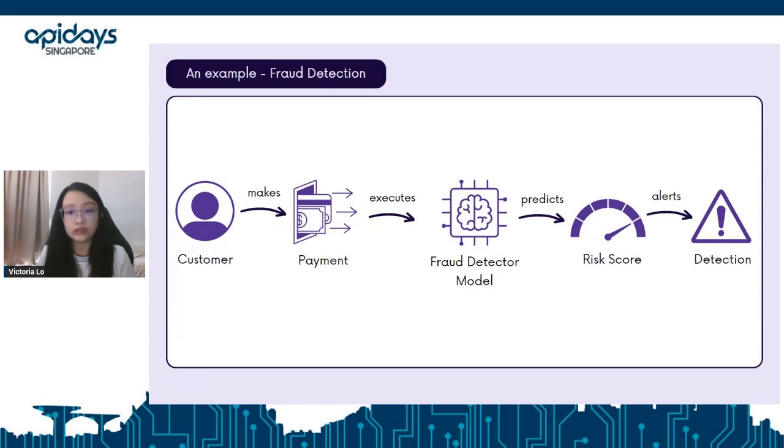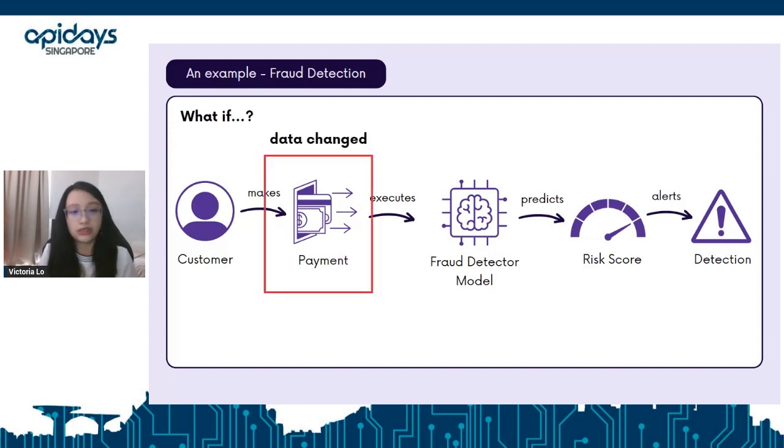So once it's detected a fraud, that would make the system either hold the transaction, so prevent it from actually going through, or they would just block that transaction. So that is how an end-to-end fraud detection system works. So now let me ask you, what if the data change?